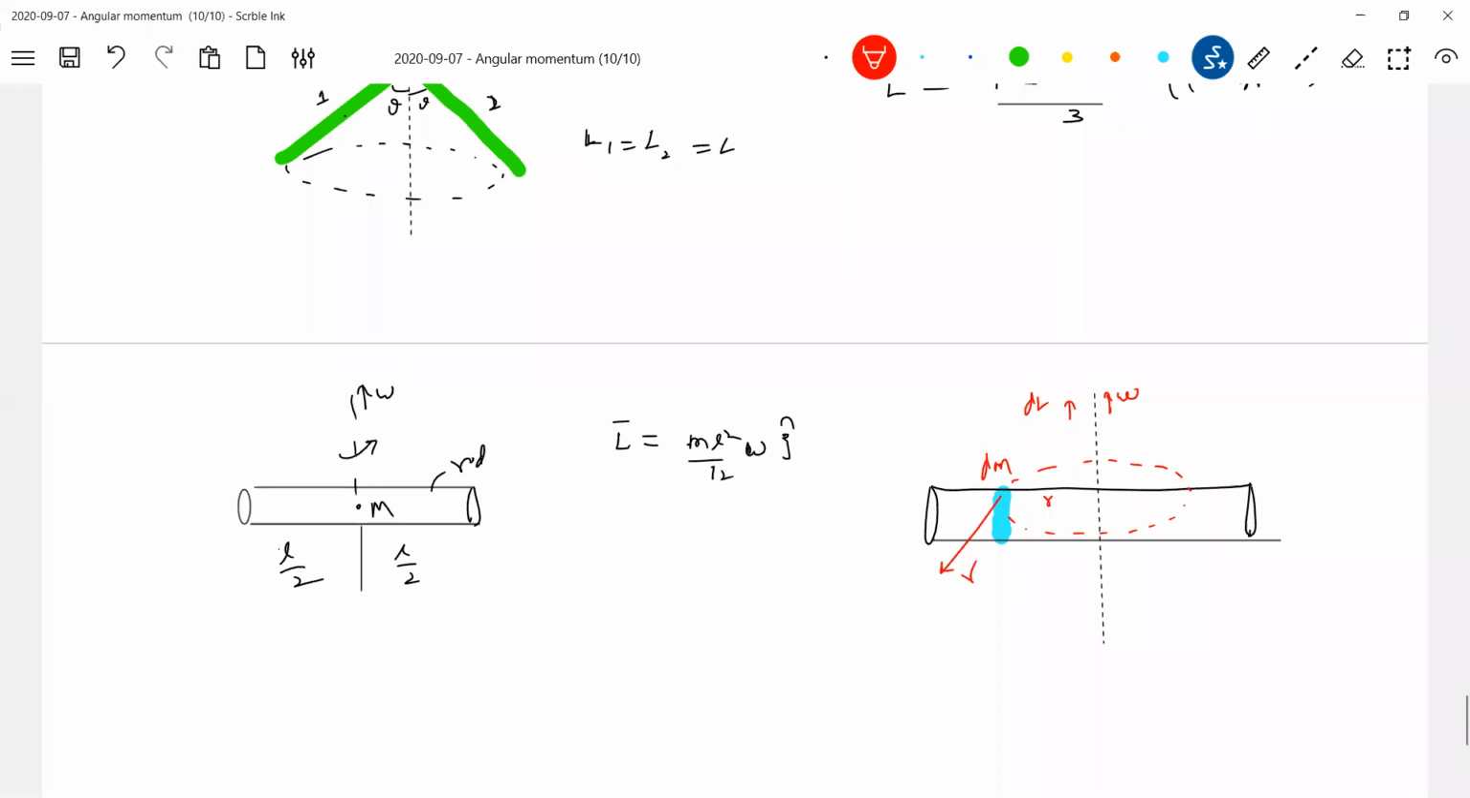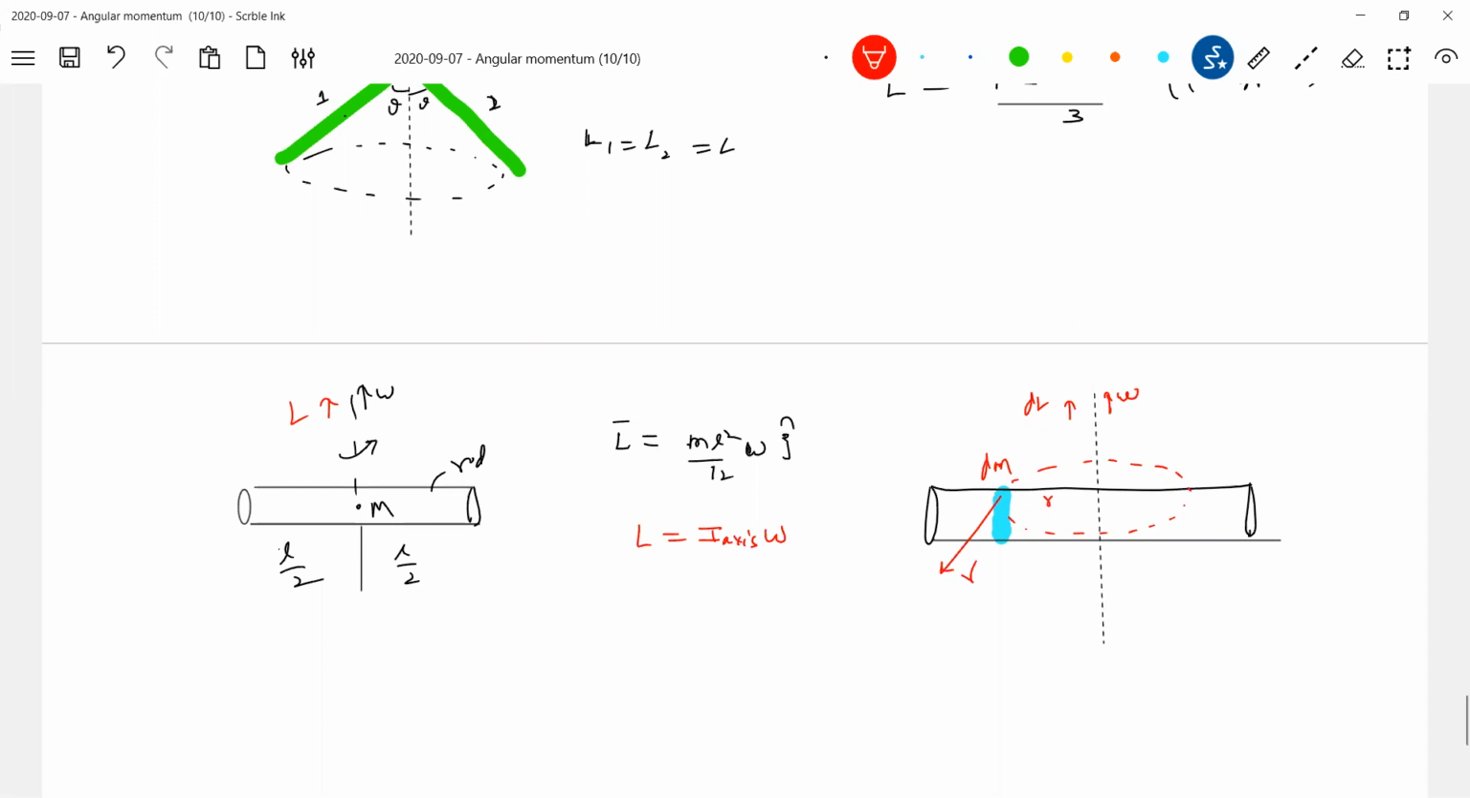So how do we check whether L bar and omega are in the same direction or not? First, you assume a small element. Due to that small element, see how L bar will be. Then you integrate, and you'll get the total L bar. Getting the idea? So now L bar is along omega. So what are you going to write now? L is equal to I about axis into omega.